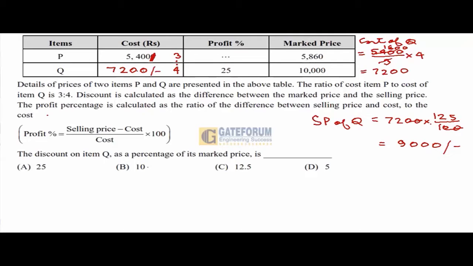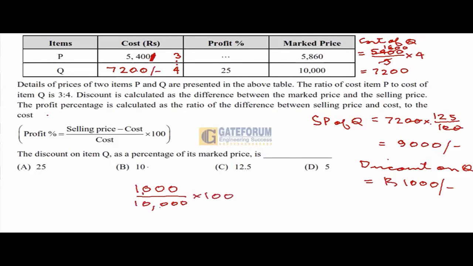The marked price of Q is 10,000. Therefore, the discount on Q must be equal to rupees 1,000. So the percentage of the market price is 1,000 divided by 10,000 multiplied by 100. So as we can see, this gives us a value of 10%, and hence this is our answer. And we pick option B.